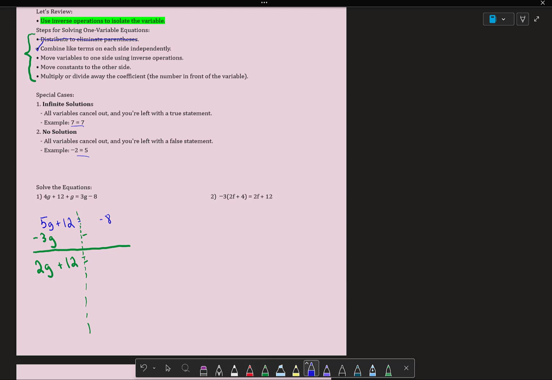I didn't mean to completely erase it there, but I did. And now our like terms, we're going to subtract 12 from both sides. And we're going to be left with 2g equals negative 20. And then finally divide both sides by 2. We're left with g equals negative 10. So this one had a clear solution.